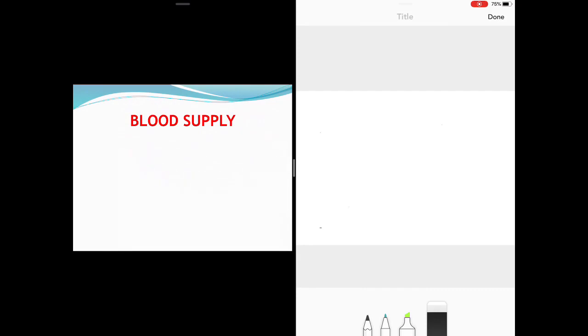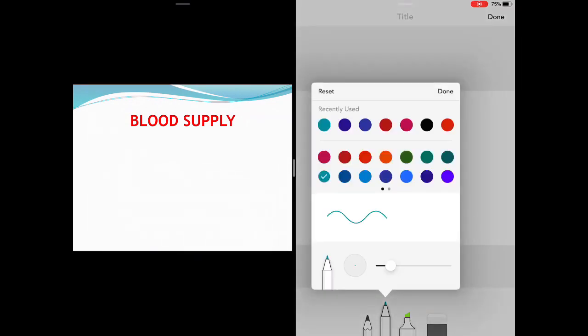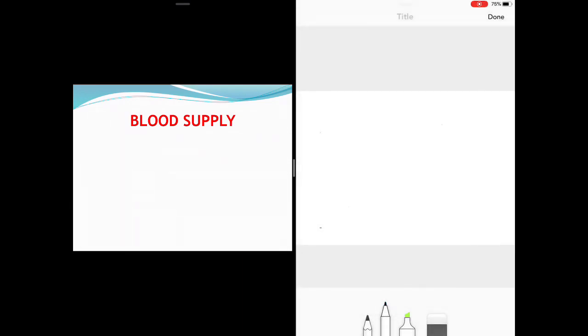Okay, now we go to the blood supply of the breast. What is the blood supply of the breast? The important topics are the blood supply of the breast, lymphatic drainage of the breast, and venous drainage of the breast. Very, very important. Why? Because it is responsible for the staging of the patient who gets CA breast.